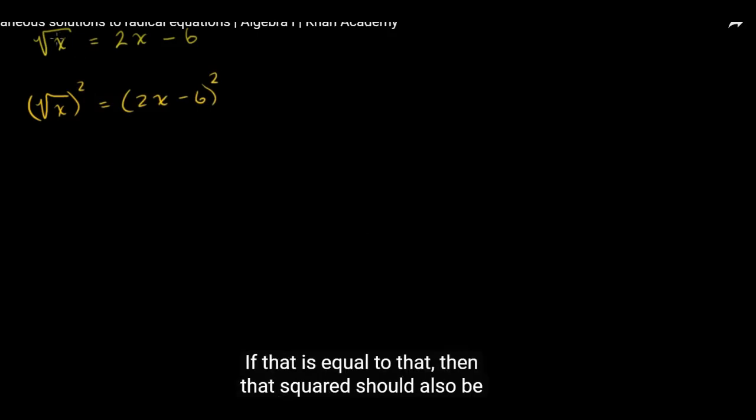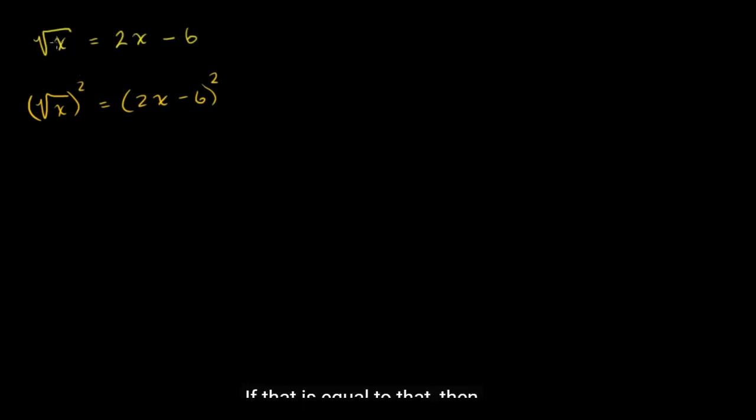Squaring seems like a valid operation. If that is equal to that, then that squared should also be equal to that squared. So we just keep on going. When you take the square root of x and you square it, that'll just be x. And we get x is equal to, this squared is going to be 2x squared, which is 4x squared. It's 2x squared, the whole thing. 4x squared, and then you multiply these two, which is negative 12x, and then it's going to be twice that, so minus 24x. And then negative 6 squared is plus 36.